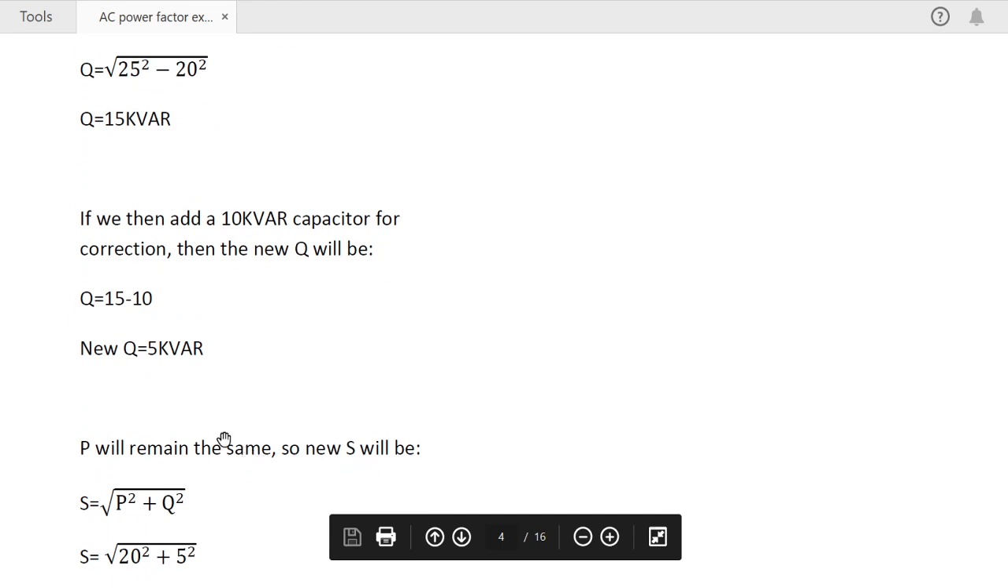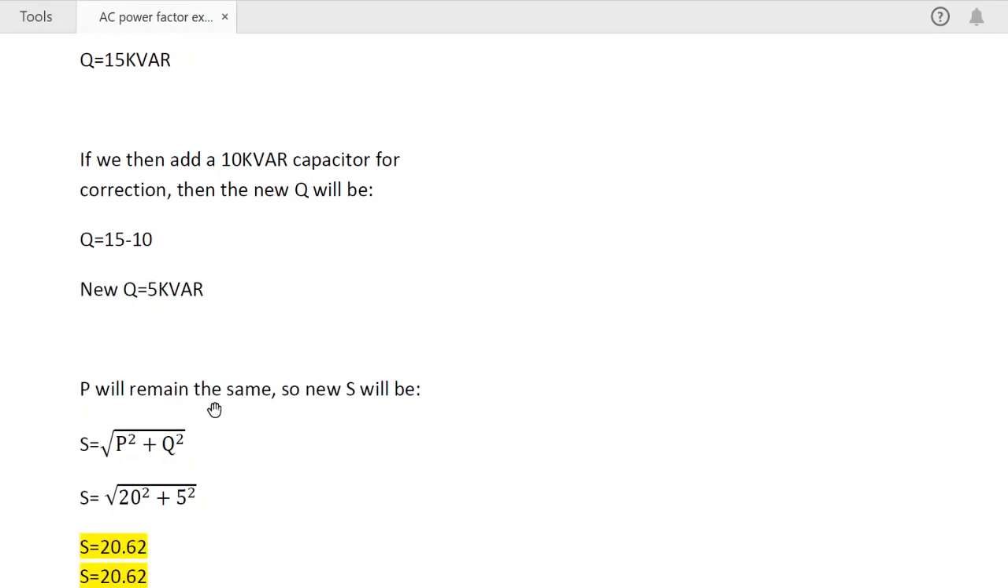Our P remains the same. So now we've got the Q, so that's one side of our new power triangle after we've put the capacitor in. Our P will remain the same. The resistive power doesn't change. We haven't added or removed any resistance from the circuit. So our P stays the same. That's our true power.